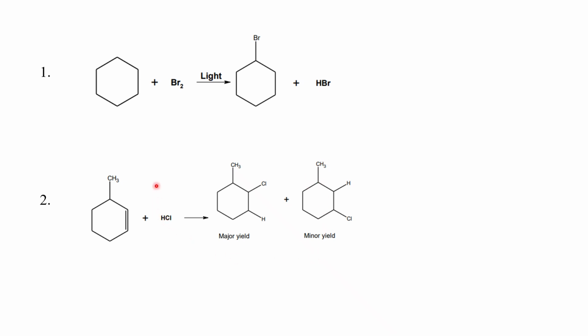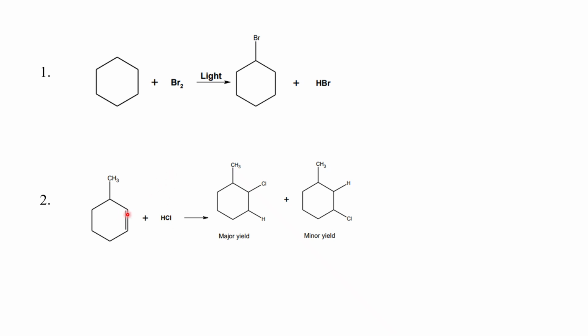So basically what happens here is that we're going to have the protonation of the alkene to form a carbocation. And in this case here, we're going to have 2 possible carbocations. The double bond acts as a nucleophile. It abstracts a hydrogen from the hydrogen chloride.